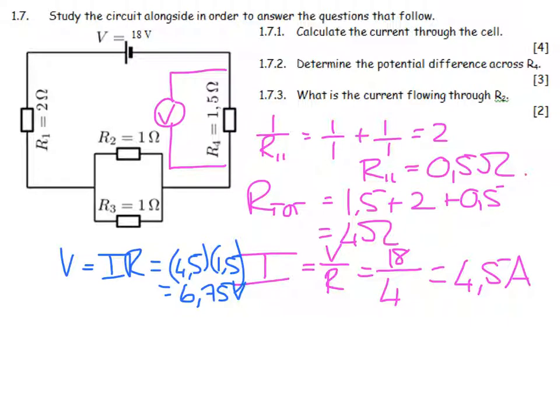And what current is flowing through R2? Well, I know what the total current is. It's 4,5. And these are splitting exactly evenly, because it's 1 ohm, 1 ohm. So I can literally just take 4,5 and divide it by 2 and get 2,25 amps.